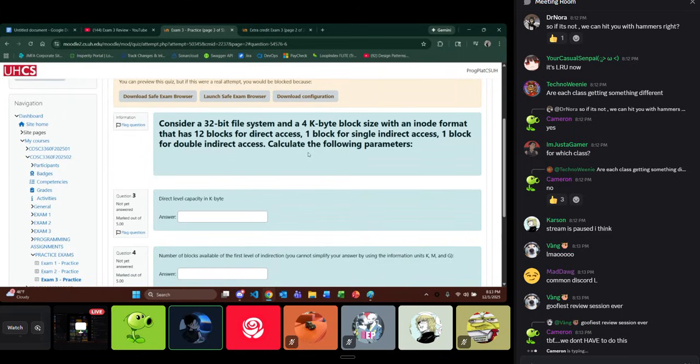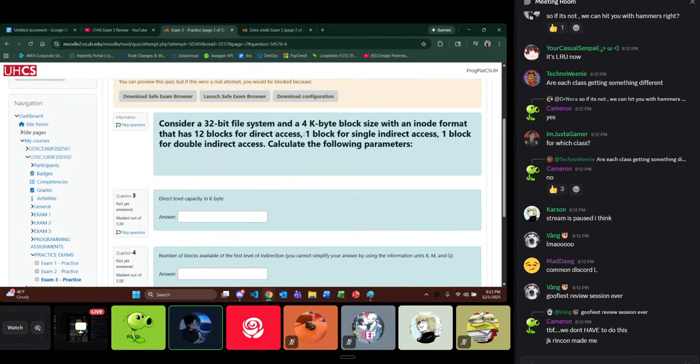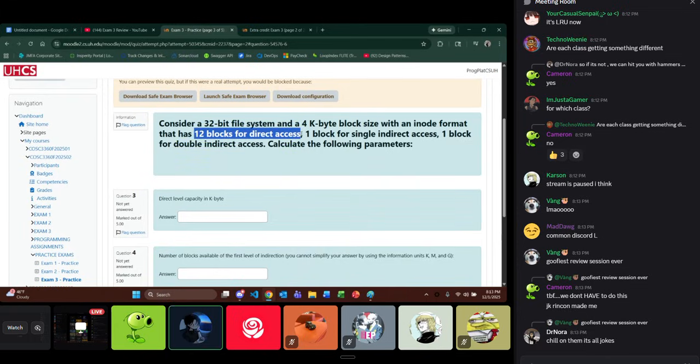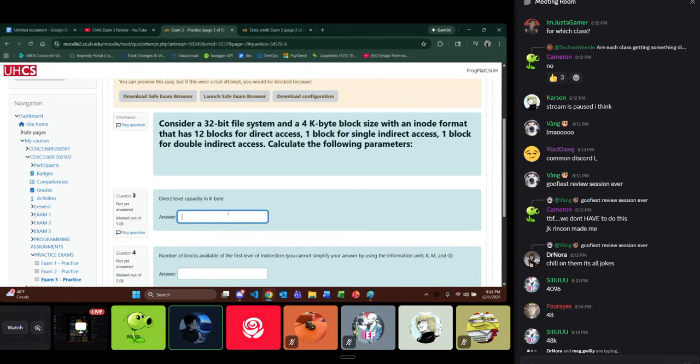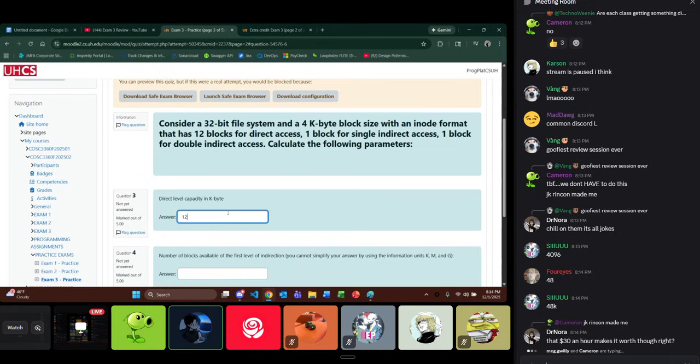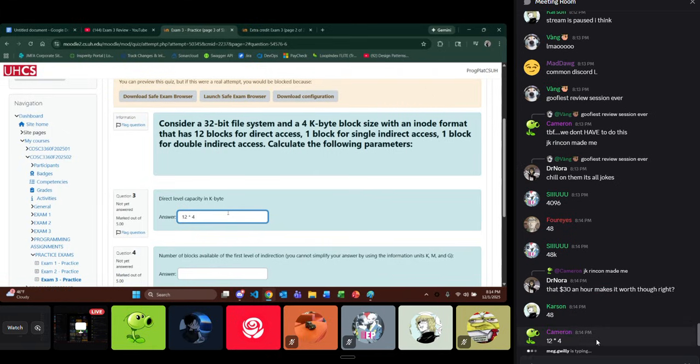Let me ask this question. If there's 12 blocks for direct access, and each block is worth 4K bytes, what is that in total? If 12 blocks and each block is worth 4K, how many K is that? There's 48K. Exactly. So it's just 12 times 4. That's it, 48.